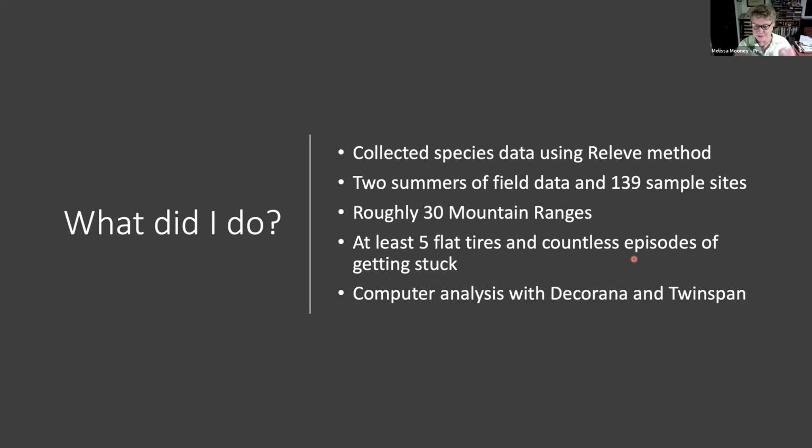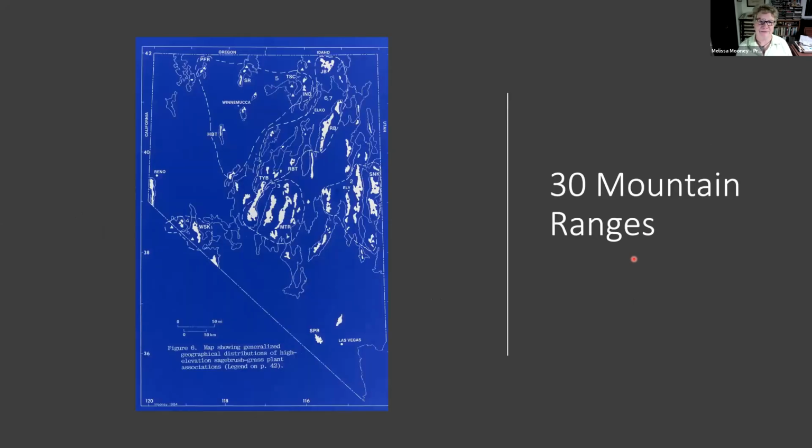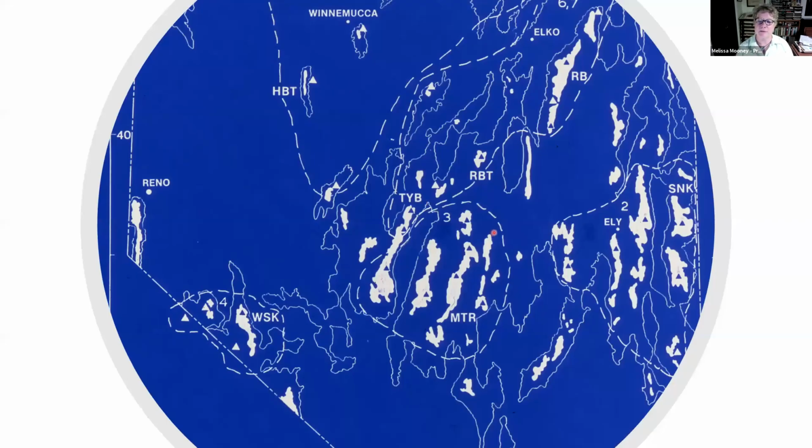And that just is an example of the types of things that I had totally forgotten that I experienced when I went through this field work. Now, as I said, we sampled 30 mountain ranges. I'm going to zoom in on this. This is a diagram of the primary mountain ranges that I sampled.